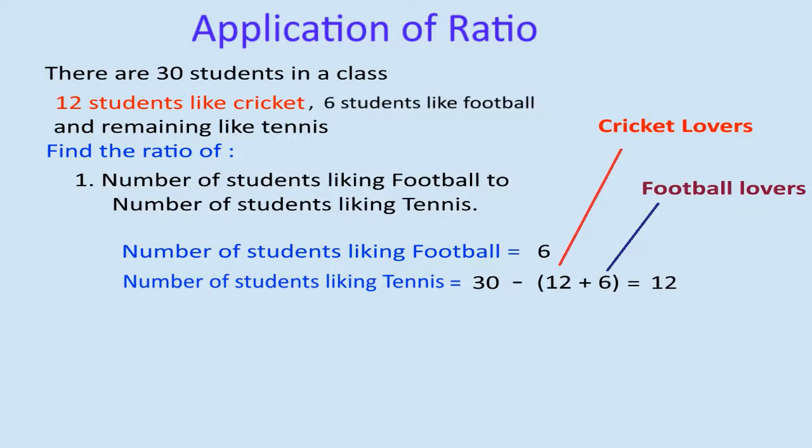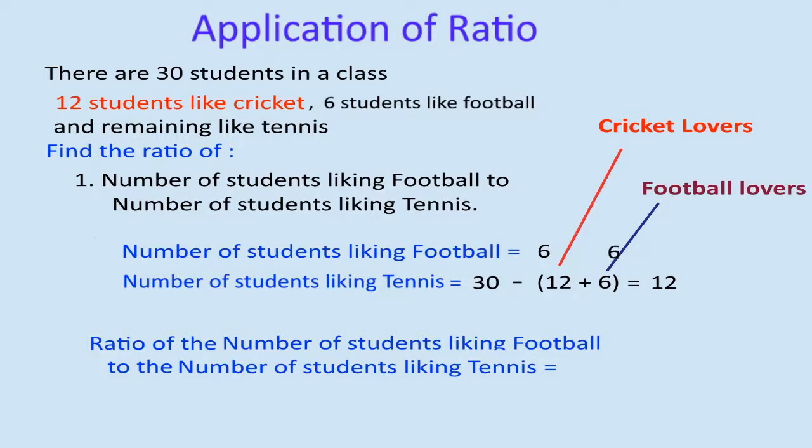Now we know the number of students liking football and tennis. So the ratio of number of students liking football to tennis can be written as 6:12. On simplifying we can write it as 1:2.